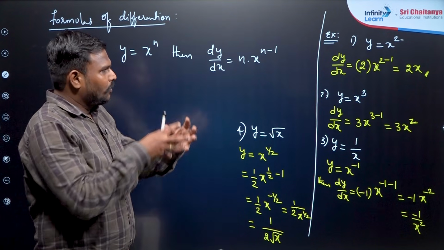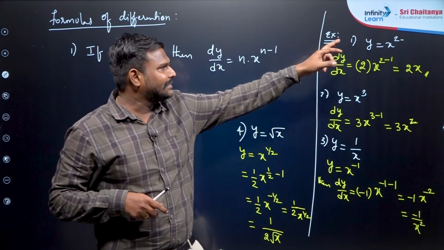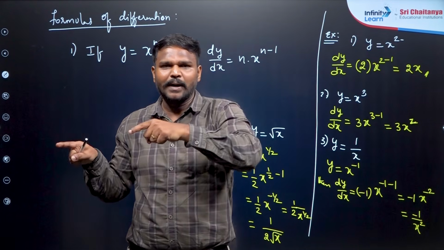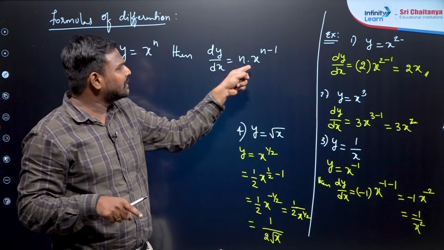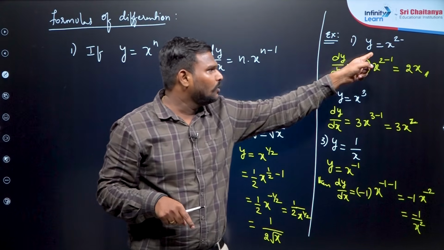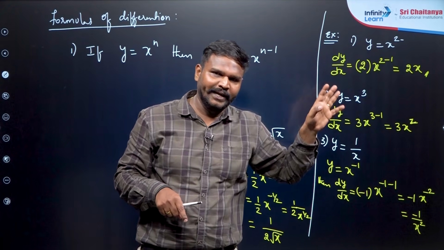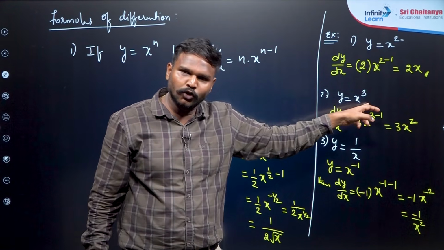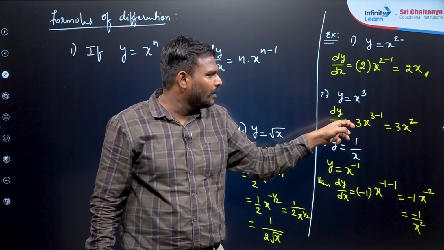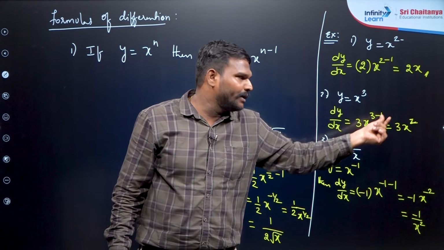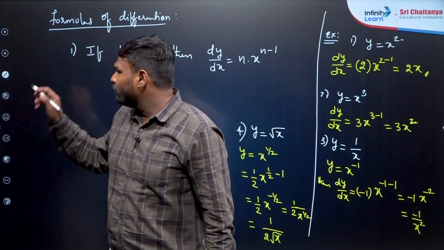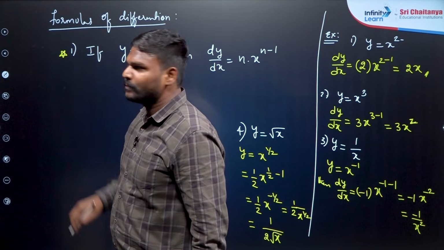So if the function is x square, we will multiply the power and subtract 1 from the power. So 2 into x power 2 minus 1. If it is x cube, then we will multiply the power and subtract 1 from the power, that is 3x square. This is a very important formula.